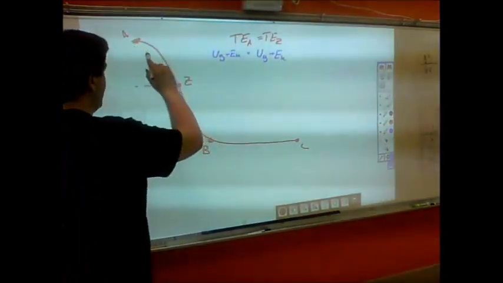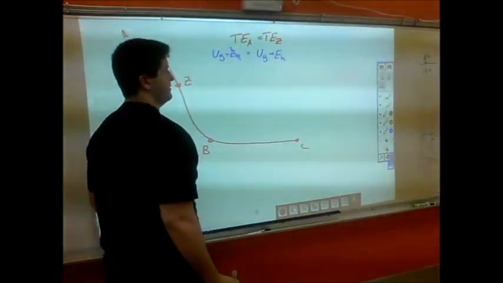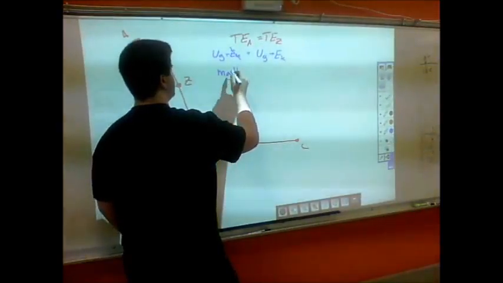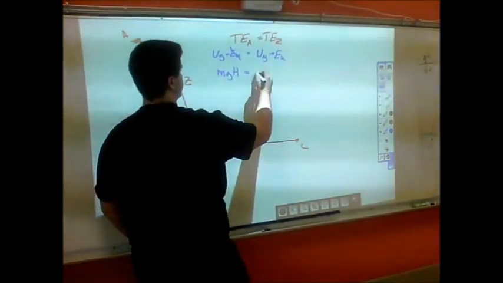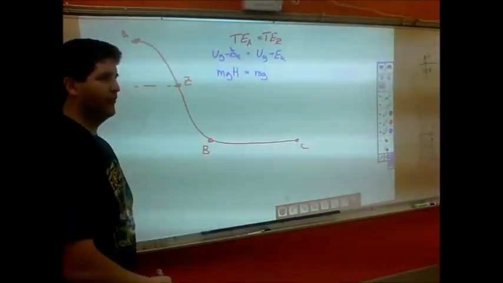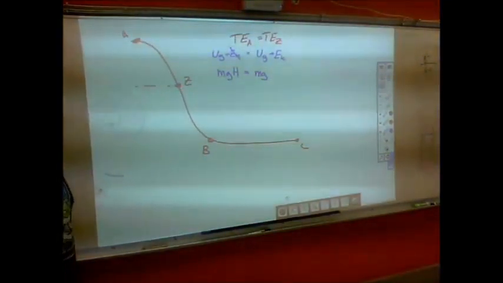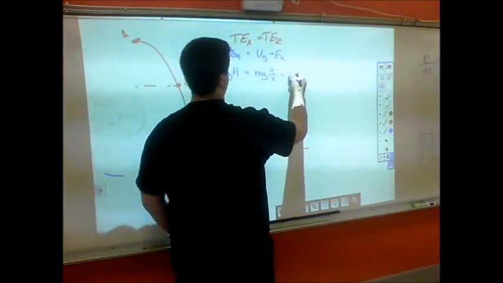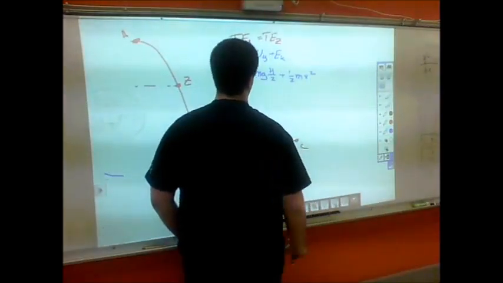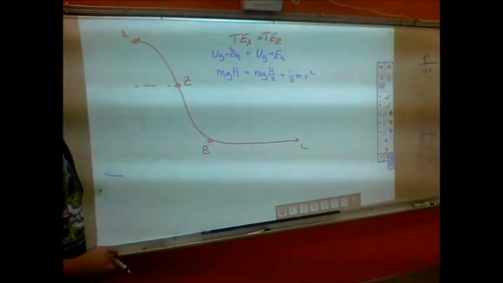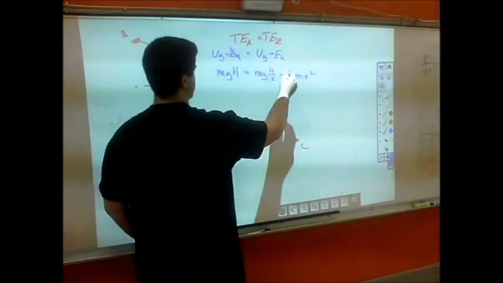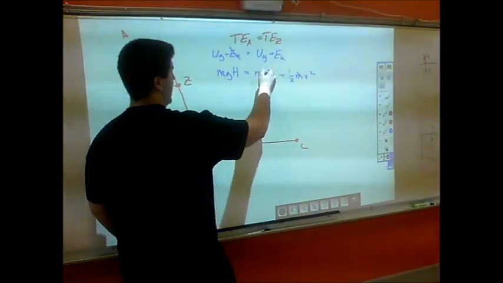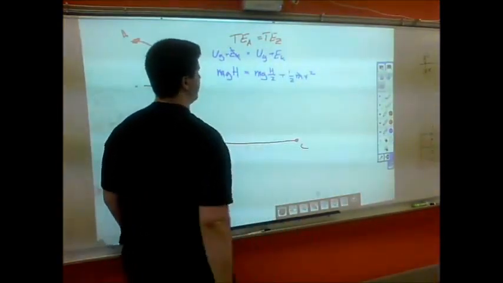Now, at A we know that there is no kinetic energy. So what we end up with is mgh, which is at A, equals mg times the height at point Z. What's my height at point Z? Half h, right? H over 2. Plus 1/2 mv squared. So we have to solve for v, which is just a bit of algebra. Right away you should notice that the m's cancel out, so that it says gh equals 1/2 gh plus 1/2 times v squared.